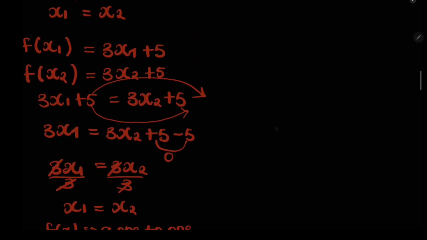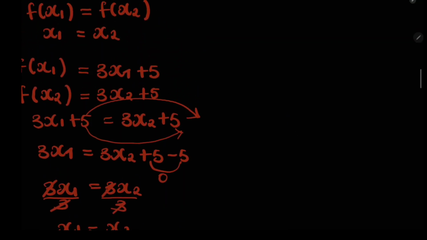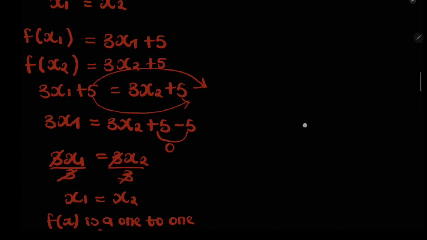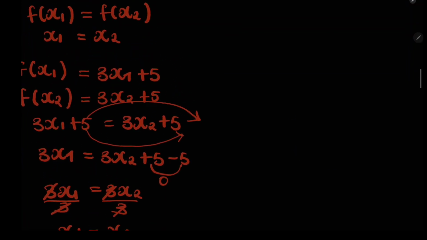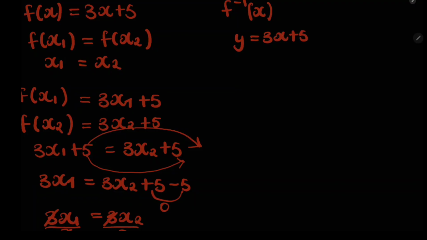Okay, so the question says determine if it is a one-to-one function, and if yes, find its inverse. So here we have a yes condition. It is a one-to-one function, so we would go ahead and find its inverse. So we need to find the inverse of our function f. So we take again y equal to our function 3x plus 5. Remember, we need to make x the subject of the formula.